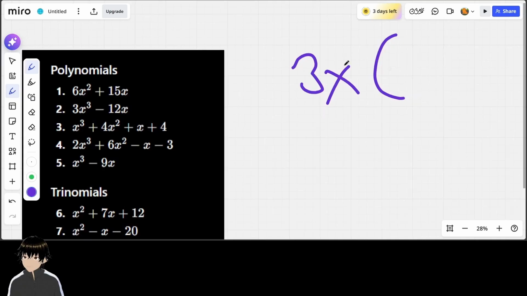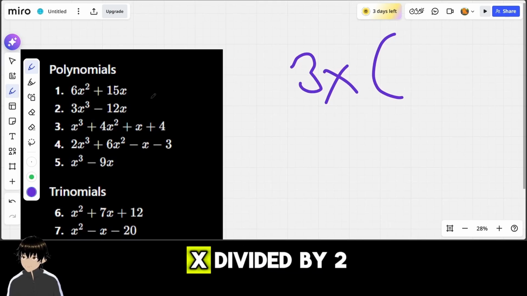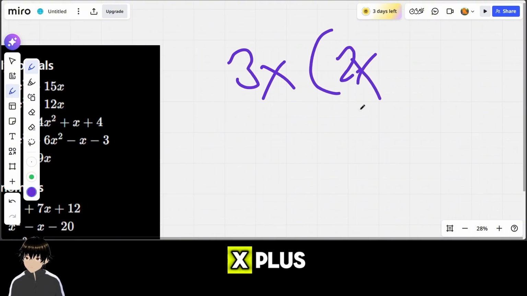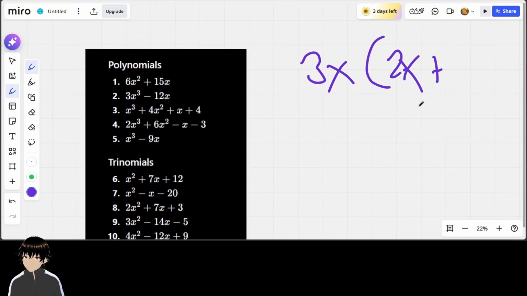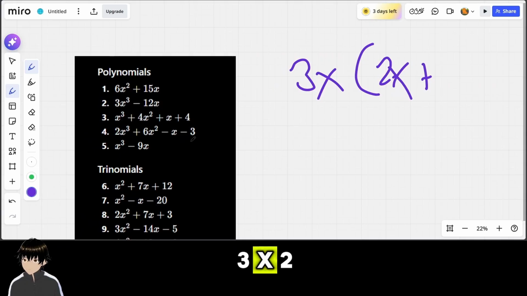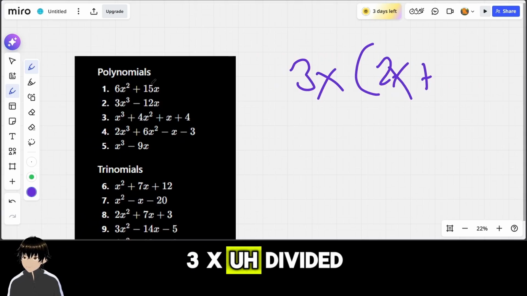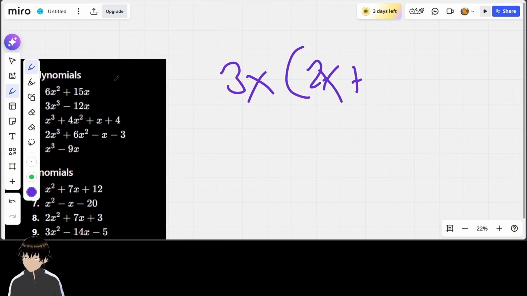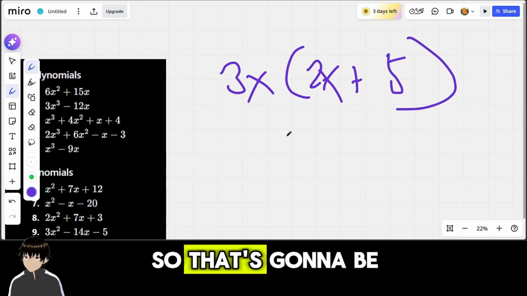So 3x divided by 6x squared is going to be 2x plus 3x divided by 15x. It's going to be 5. So that's going to be the answer.